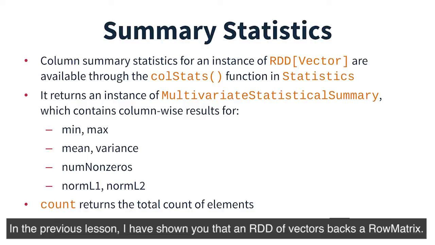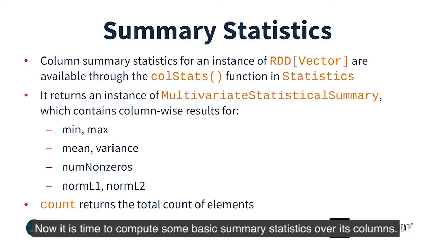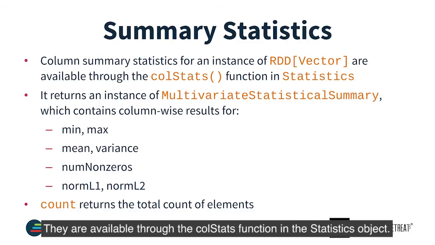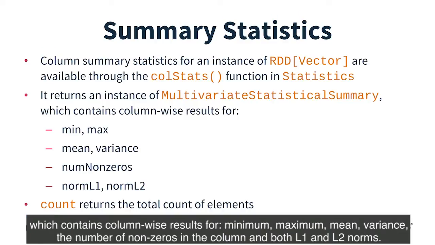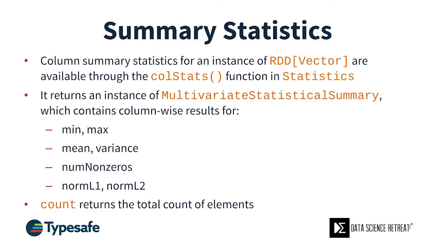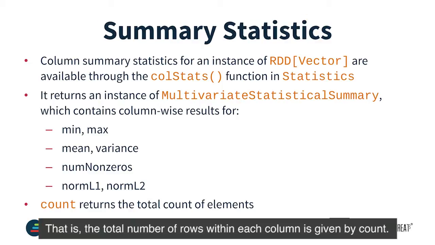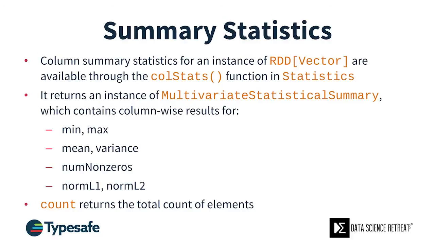In the previous lesson, I've shown you that an RDD of vectors backs a row matrix. Now it is time to compute some basic summary statistics over its columns. They are available through colStats function in the Statistics object. It returns an instance of MultivariateStatisticalSummary, which contains column-wise results for min, max, mean, variance, the number of non-zeros in the column, and both the L1 and L2 norms. That is, the total number of rows within each column is given by count.